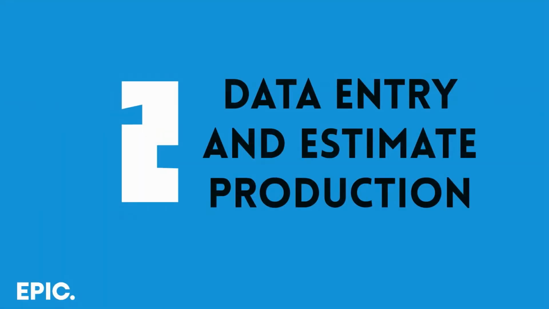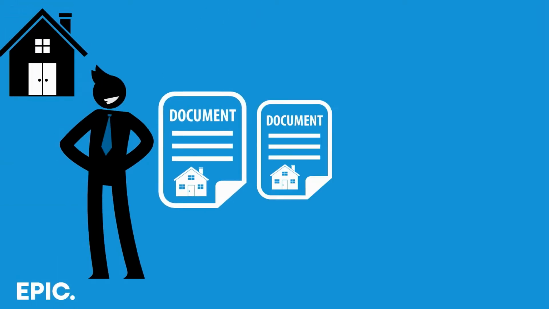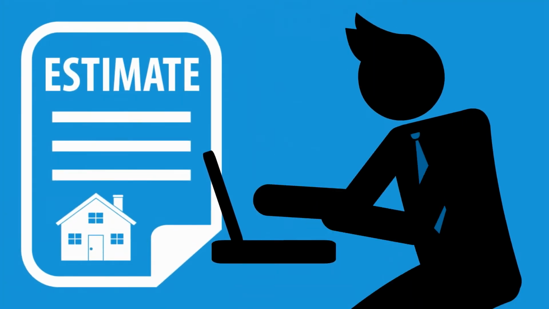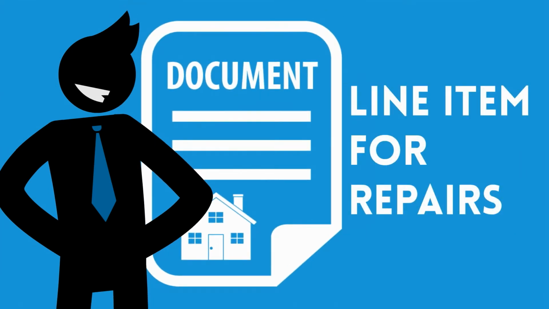The second is data entry and estimate production. The estimator collects all the necessary information and supporting documentation and submits an estimate to the insurance carrier. The estimator will provide all the required documentation to support each line item for repairs.